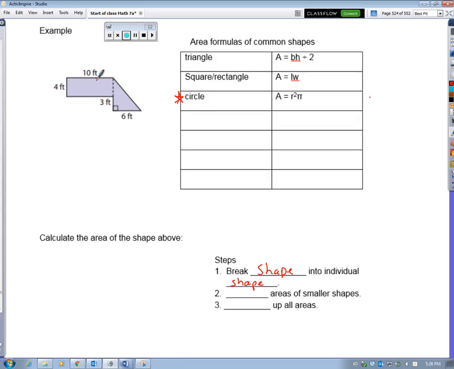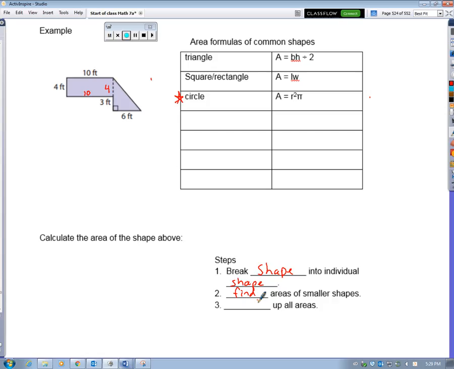So this rectangle here, since we know that this side is 10, we know that this side down here is also going to be 10, and same with this. If this is 4 on a rectangle, we know that this piece over here is going to be 4. That's a good practice, to label the missing numbers. Now that we got that done, let's move to step number 2. Let's find the areas of the smaller shapes.